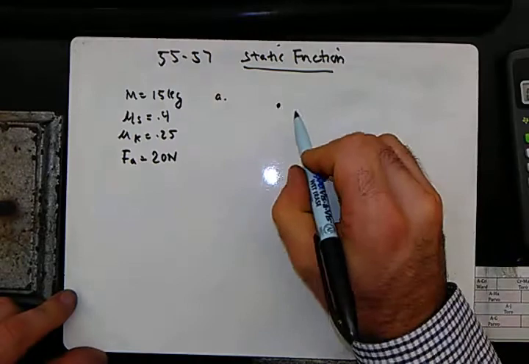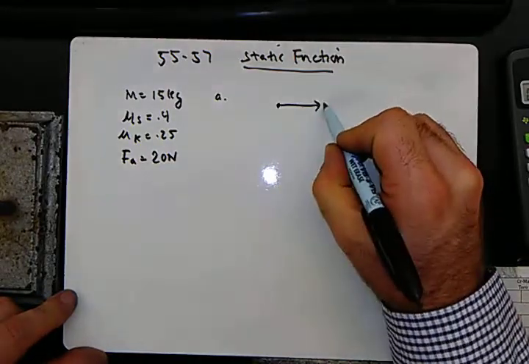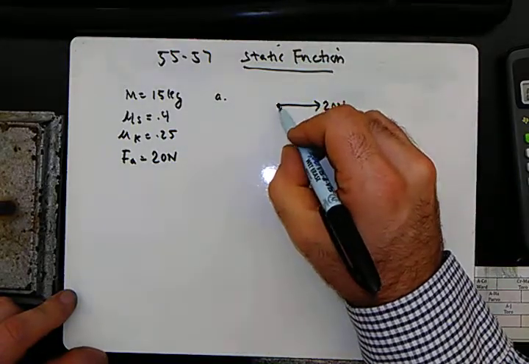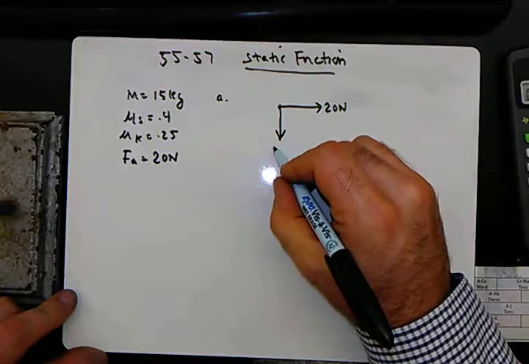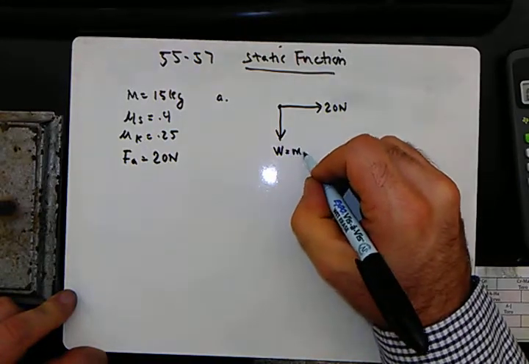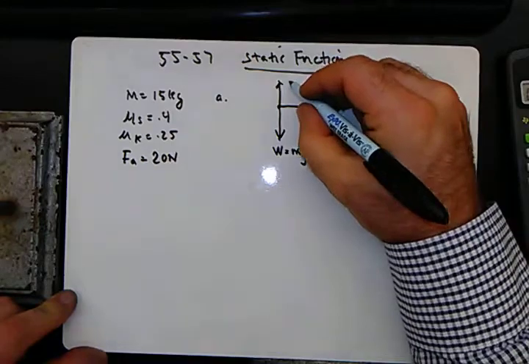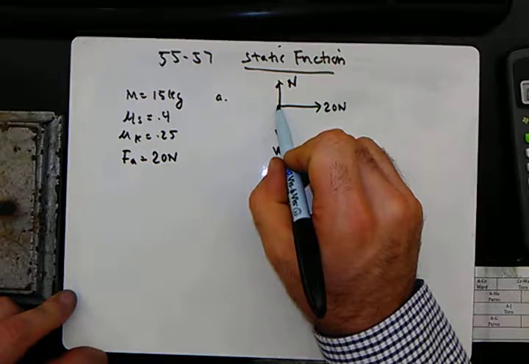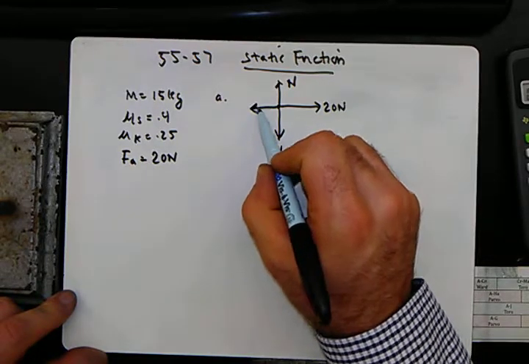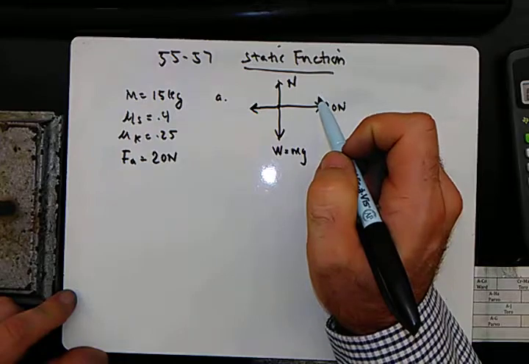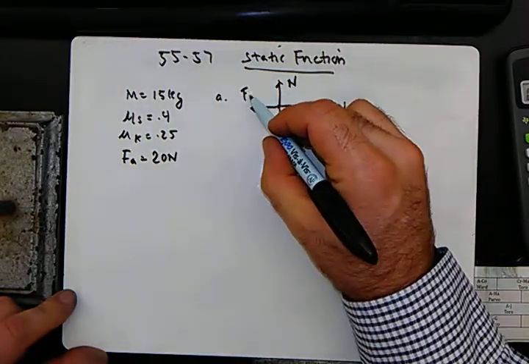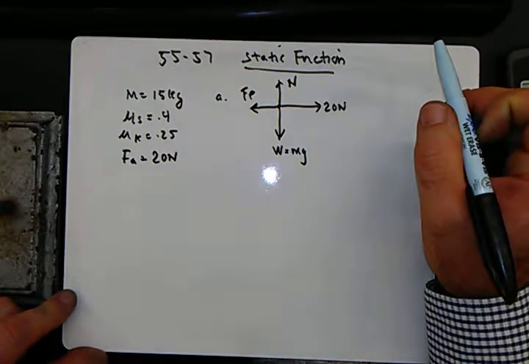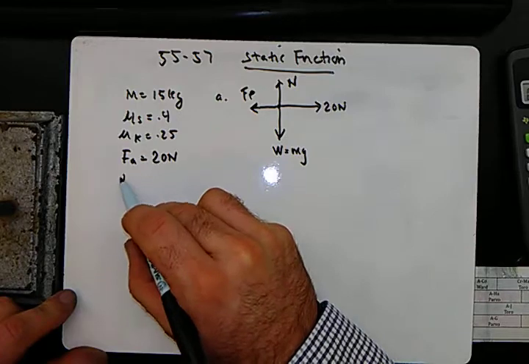The free body diagram shows the force applied, 20 newtons. There is a weight. There is a normal force, which is equivalent to the weight in the opposite direction. And there's also going to be a force of friction here. Okay, we don't know what that is yet. First thing is we want to determine the force of friction.